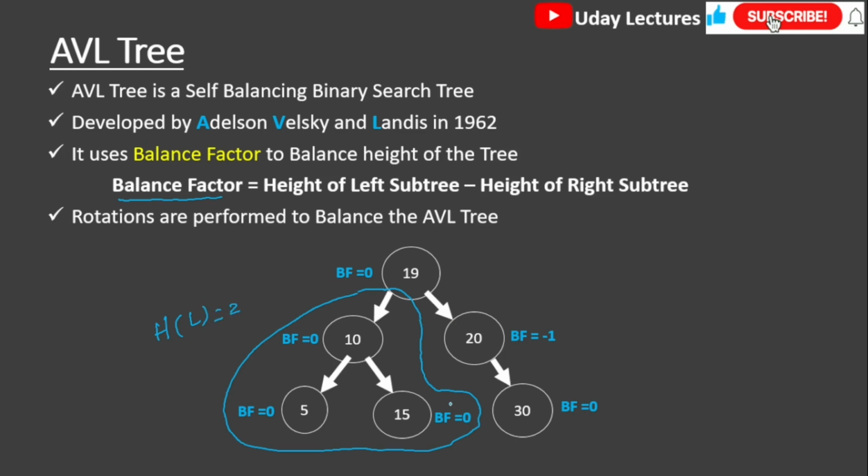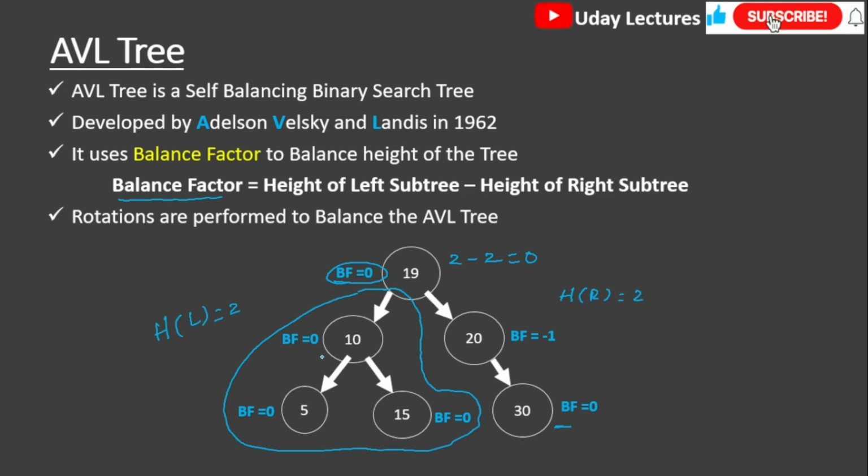Coming to the right subtree, the deepest leaf node is 30, and from 30 to the root node the number of edges is 2. So the height of the right subtree is 2. Coming to the balance factor, it is the height of the left subtree, which is 2, minus the height of the right subtree, which is 2. So 2 minus 2 becomes 0. That is why the balance factor of this root node is 0.